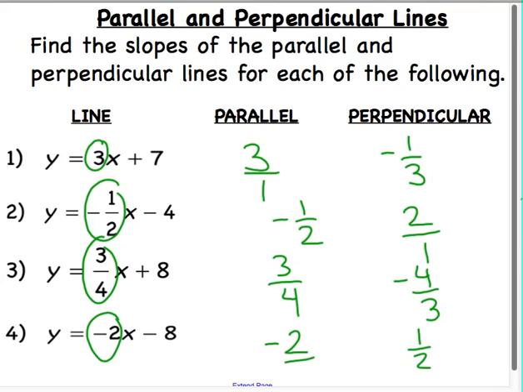Because remember, 2 is really 2 over 1. The reciprocal is 1 over 2. And I make it negative. And if it's already negative, I make it positive. So this is just a quick guide as far as what slope you're going to use. This isn't really solving any problems. This is just to give you a quick idea of which slope you would use. So again, parallel, you use the same slope. Perpendicular, the negative reciprocal.